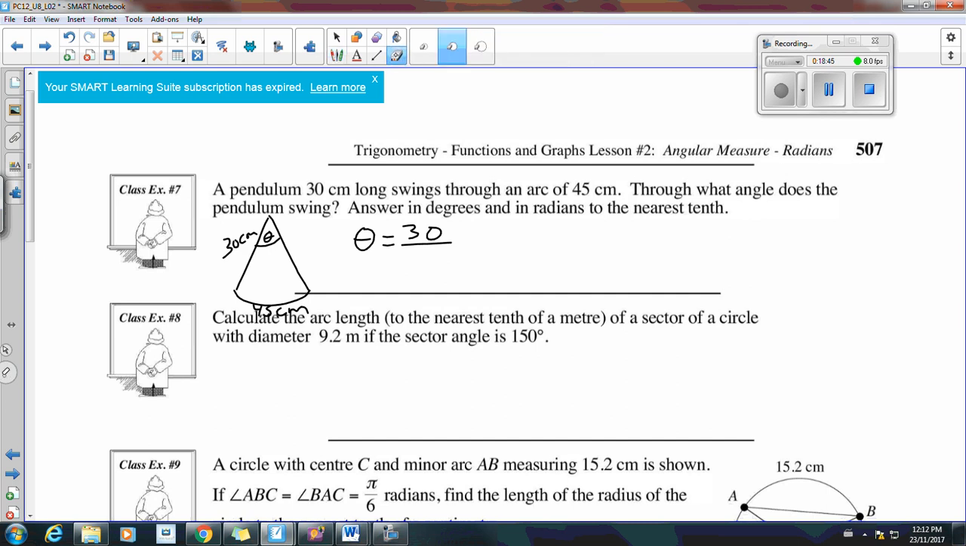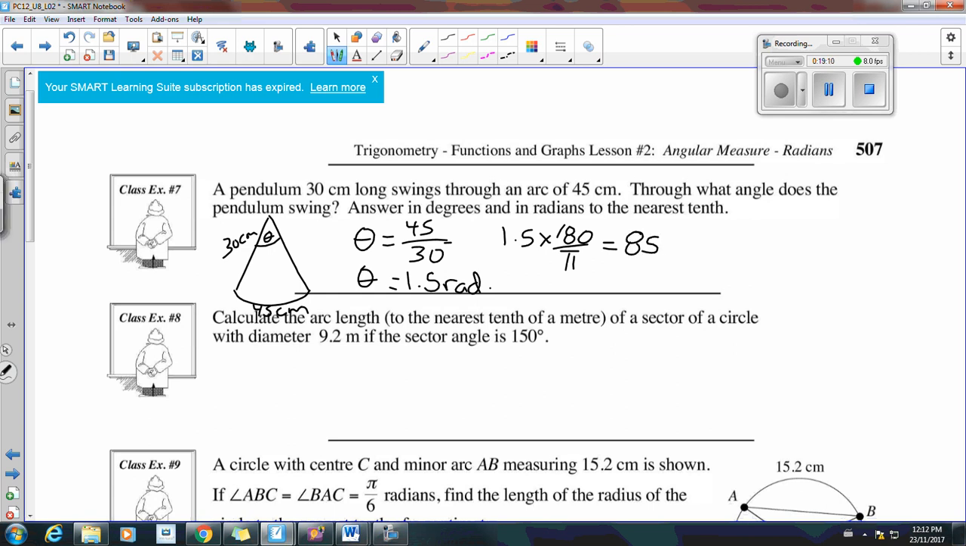We have an arc length of 45 and a radius of 30. So when we do this division, we get 1.5. Now, this is in radians. So to convert it to degrees, I'm going to multiply by 180 over pi. It just wants to the nearest tenth. So when I multiply by 180 over pi, I get 85.9 degrees.